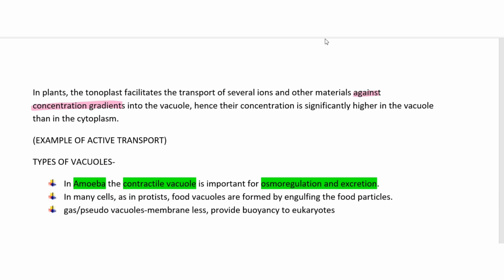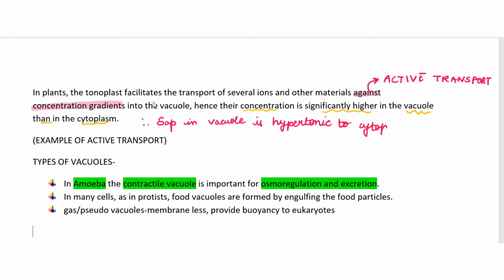Because the materials are transported against the concentration gradient into the vacuole, which means that the vacuole has higher concentration than the cytoplasm. That is, the sap inside the vacuole is hypertonic to that in the cytoplasm. Understood? That is why transport of molecules and ions takes place against the concentration gradient. So this is an important point and an example of active transport.